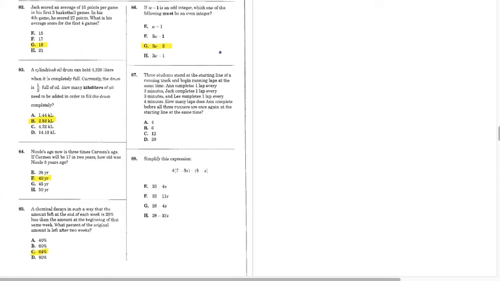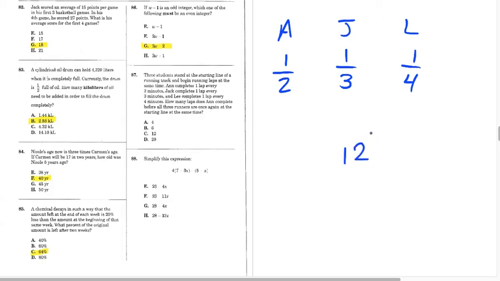Okay. Back to number 87. 3 students stand in a starting line, and who else? Jack and Lee. Ann does 1 lap every 2 minutes. Jack is 1 lap every 3 minutes. Lee is 1 lap every 4 minutes. So they want to know how many laps Ann will do before they're all back in one place. So we need a common denominator for 2, 3, and 4. Looks like 12 to me. And then 1/2 of 12 equals 6. So 6 is going to be our answer, B.